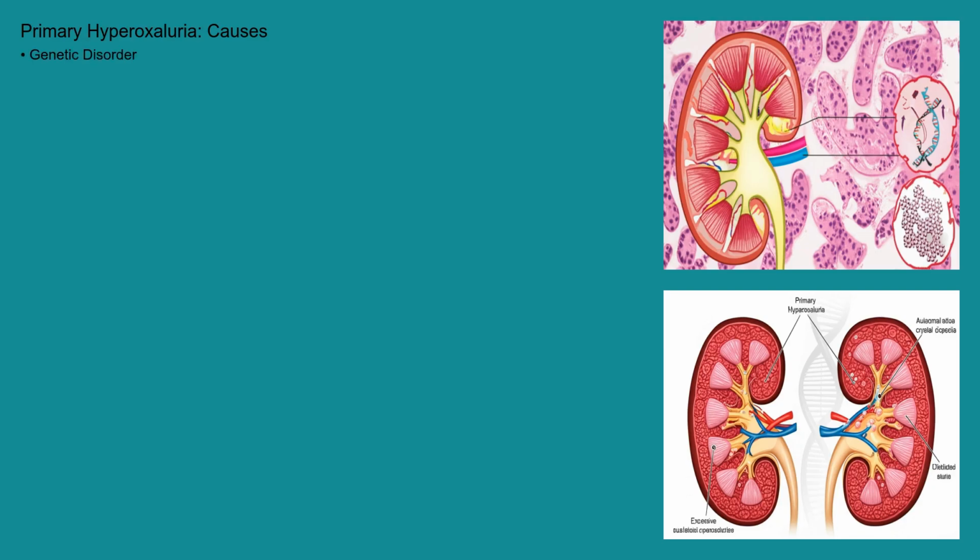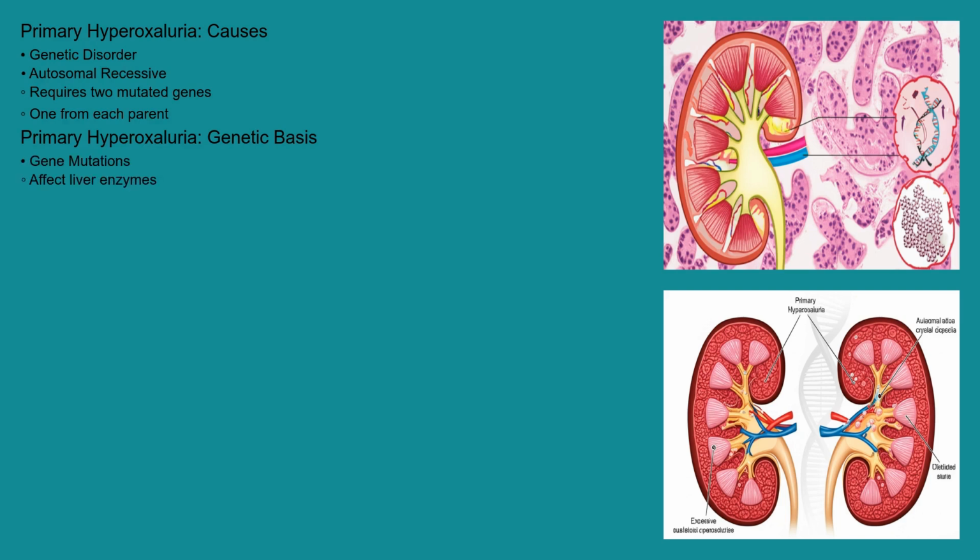Primary hyperoxaluria is an autosomal recessive genetic disorder. This means that a person must inherit 2 copies of a mutated gene, one from each parent, to develop the condition. These genes contain instructions for specific liver enzymes involved in oxalate production. Mutations in these genes disrupt the normal function of these enzymes, leading to an overproduction of oxalate by the liver.